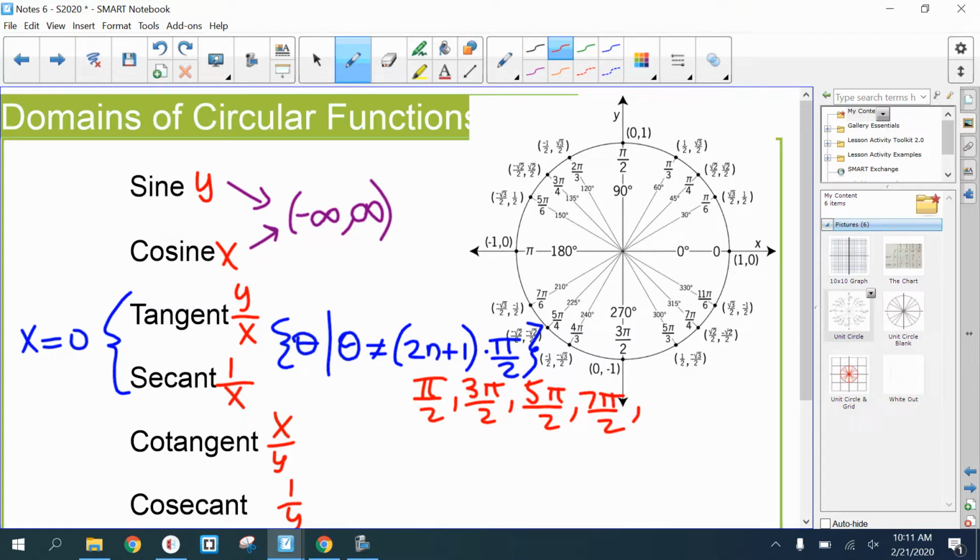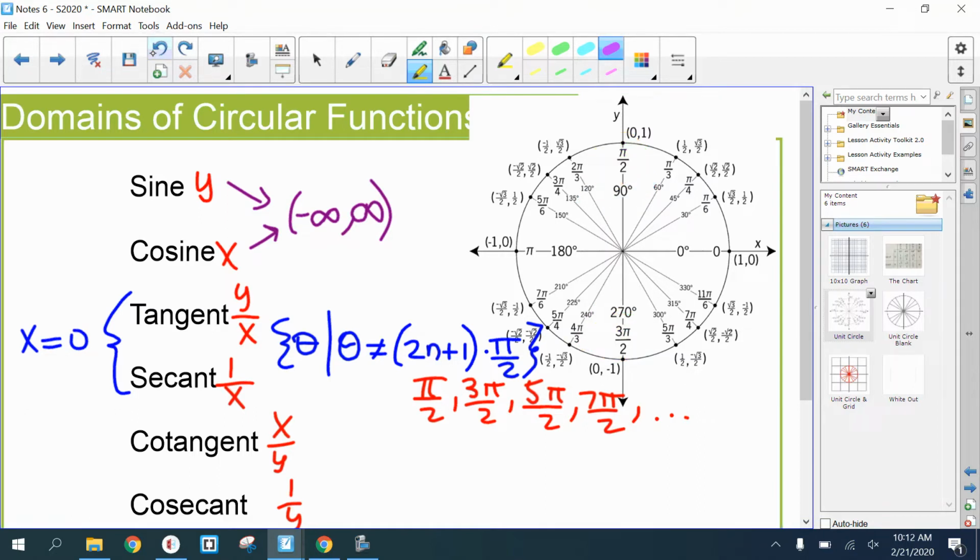It's generating odd multiples of pi over 2 because we're going to get to here, and then to here, and then if we go around again, we're back here at 5 pi over 2, 7 pi over 2, 9 pi over 2, 11 pi over 2, 13 pi over 2, 15 pi over 2, if we just keep going around and around. And it all goes back to what's going to give me 0 on the bottom of a fraction.